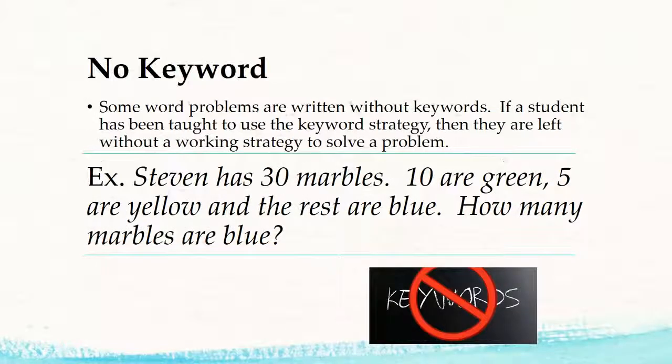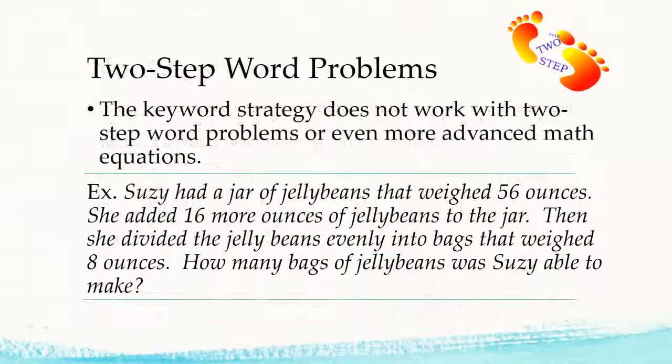Some word problems are written without keywords. If a student has been taught to use the keyword strategy, then they are left without a working strategy to solve the problem. Stephen has 30 marbles. 10 are green, 5 are yellow, and the rest are blue. How many marbles are blue? In this example, there are no keywords, so a student who only knows how to search for these words would be clueless on how to solve the problem. A teacher instead should teach the student how to look for the context of the word problem and figure out what it is asking. The keyword strategy does not work with two-step word problems or even more advanced math equations.